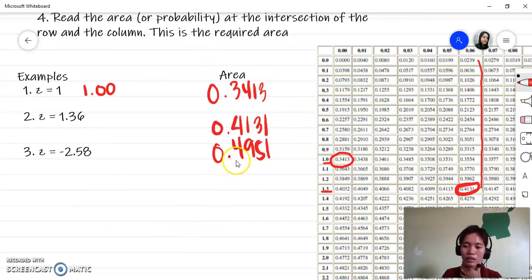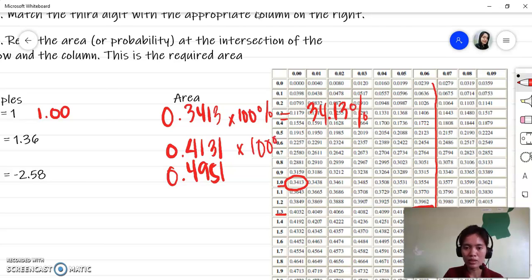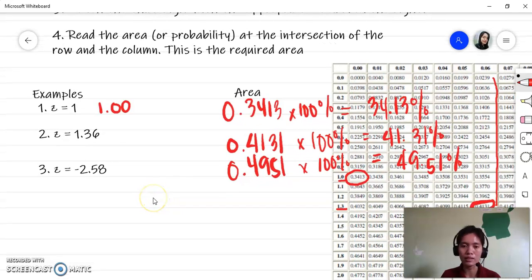These are now the areas, and you can write these areas as percentages. What you're going to do is just multiply it by 100%. So that's 34.13%, 41.31%, and 49.51%. So that's how to find areas under the normal curve.